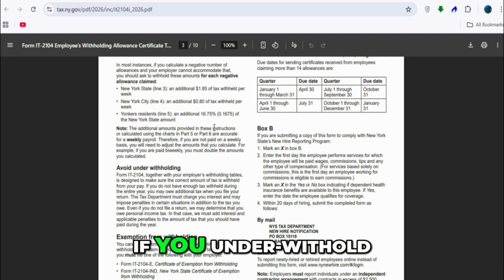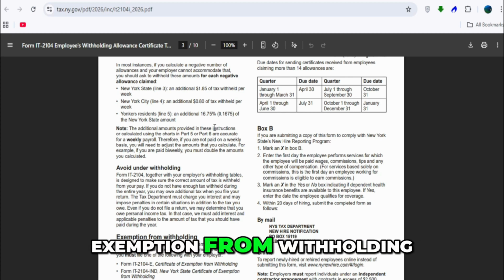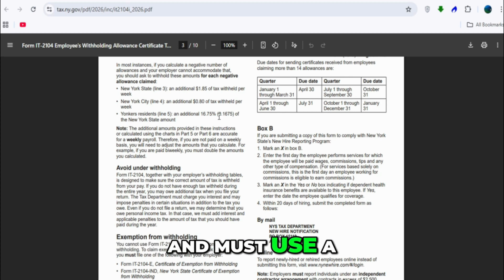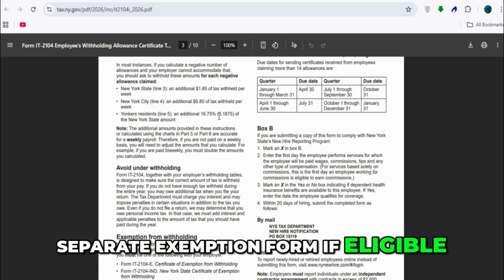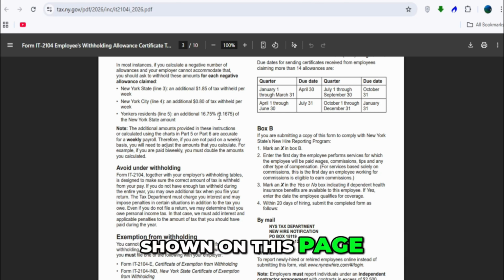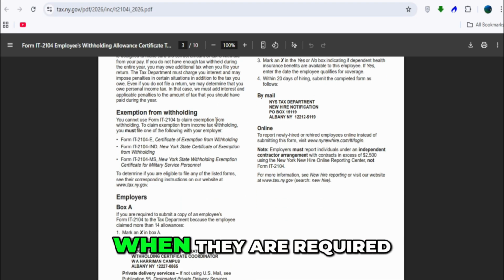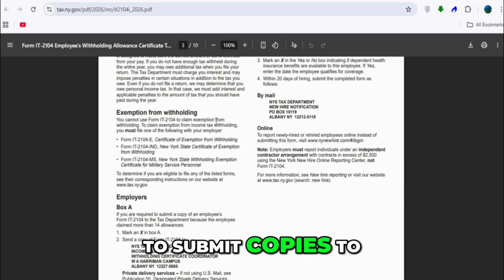Page 3 explains consequences and administrative rules and still has nothing for you to fill in. Here it means that if you under-withhold, you may owe tax, interest, and penalties, that you cannot use this form to claim exemption from withholding, and must use a separate exemption form if eligible, and that the boxes shown on this page are for employers only when they are required to submit copies to New York State. So as an employee, you do not complete anything on page 3.